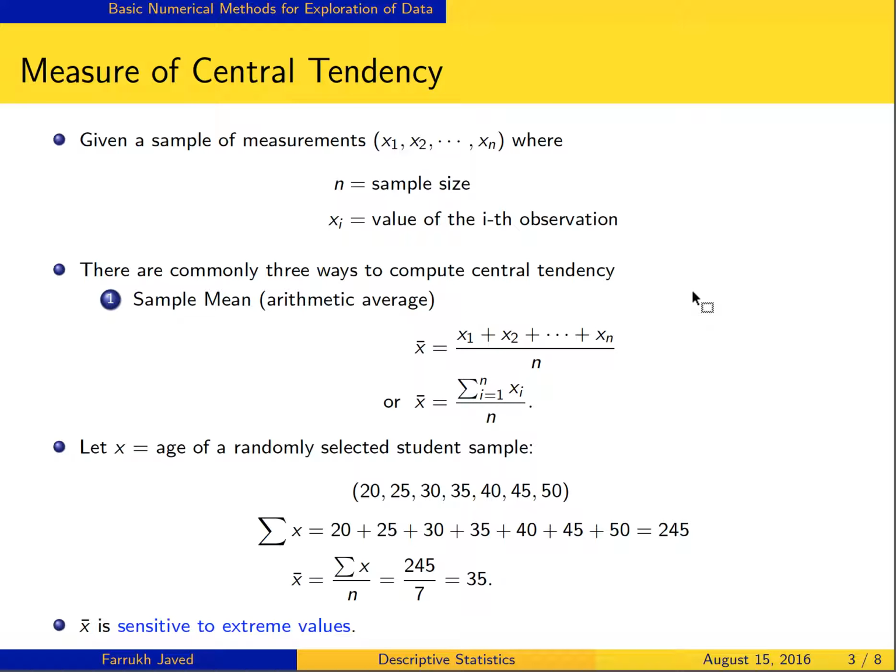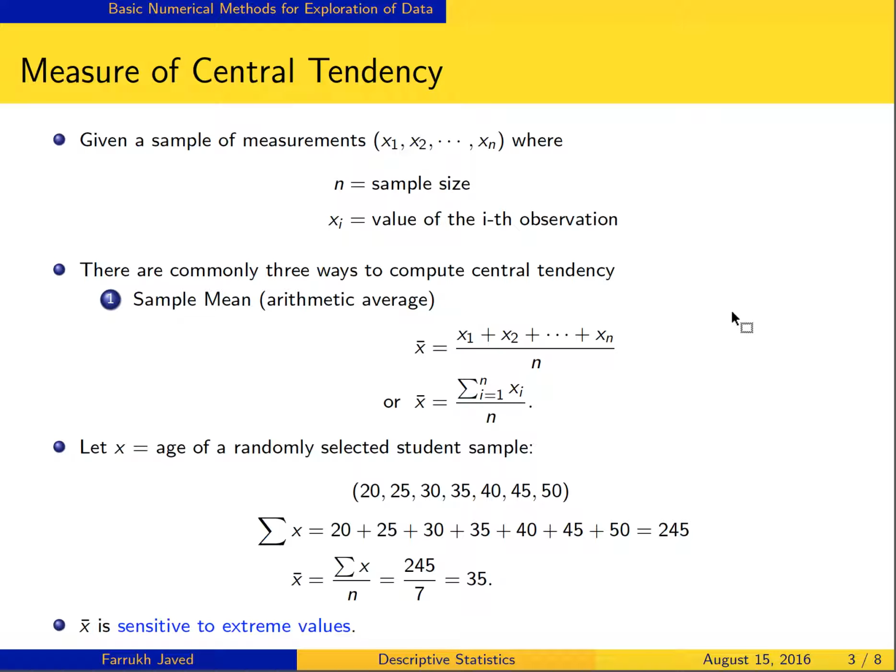The first one is arithmetic mean. So in the arithmetic mean, I hope you are familiar with this formula. We just add all the values together, and then we divide the total sum by the total number of observations, which is n in this case.